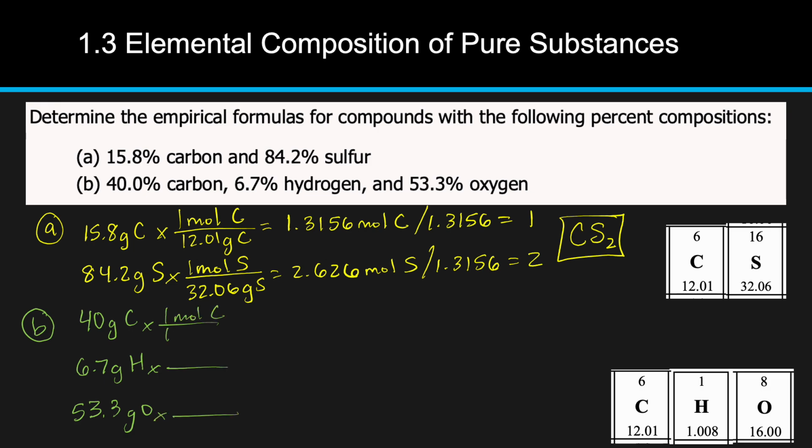So in 1 mole of carbon, we have 12.01 grams. In 1 mole of hydrogen, we have 1.008 grams. And in 1 mole of oxygen, we have 16 grams.